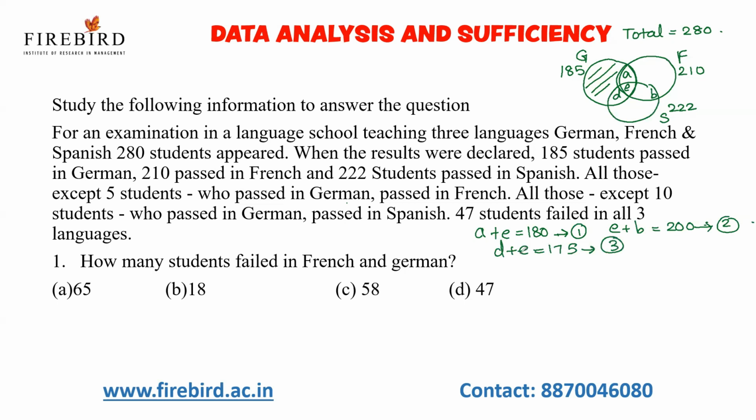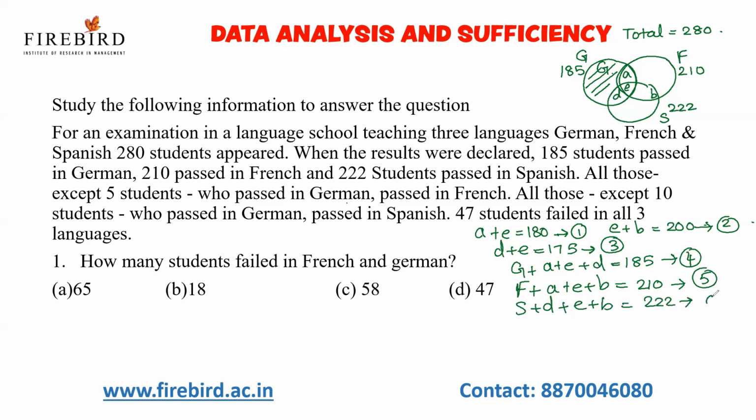Now, if I take German alone, let us represent it as G inside. German alone, we represent it as G inside. German plus A plus E plus D, what will the value be? 185. Take this as the fourth equation. Next one: if I take French plus A plus E plus B, the value will be 210. Take this as the fifth equation. If I take Spanish plus D plus E plus B, it is equal to 222. Take this as the sixth equation.